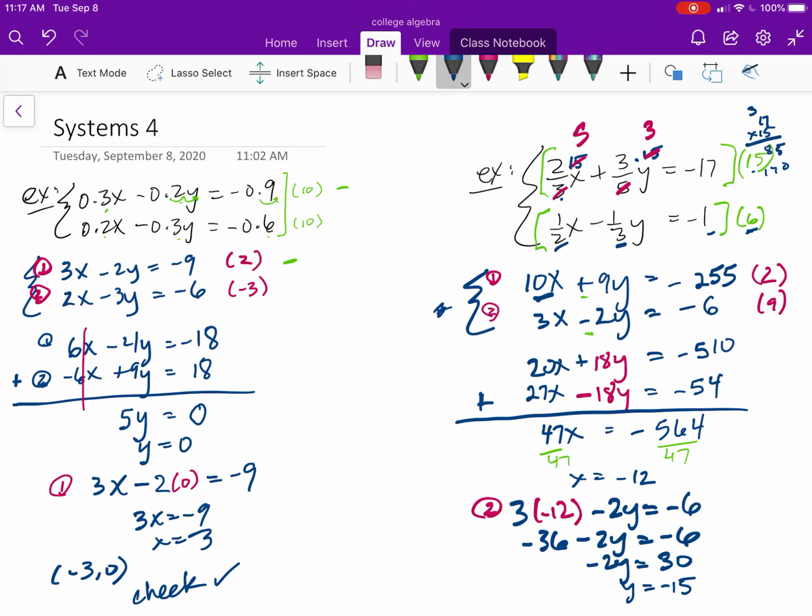And therefore, the solution, because remember, all of these are a point, x equals negative 12, y equals negative 15. If we were to graph that, this is the point of intersection, right? That's one solution. We also say that it's consistent and independent. I'm not too worried about that. The fact that we get one answer, I think, is most important in this.